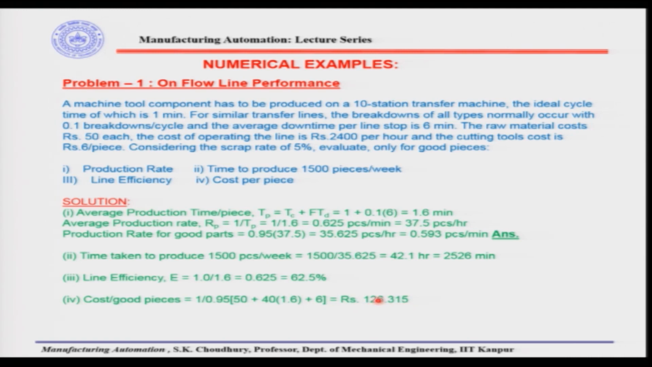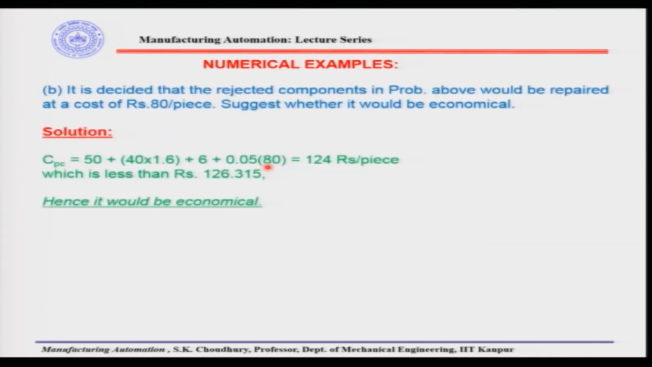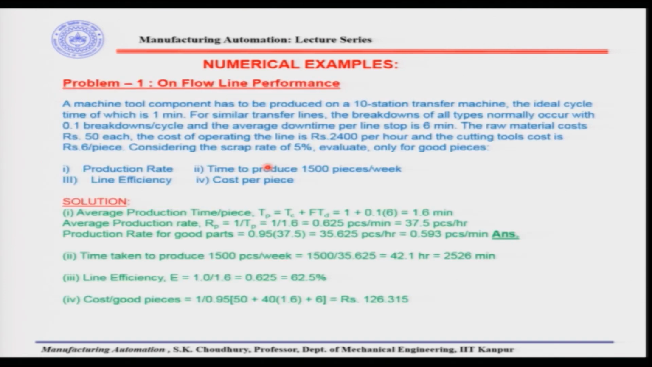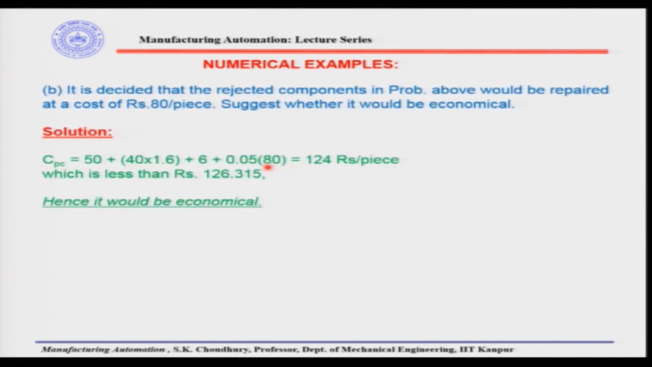This is the solution. Here we are using the theory that we have learned in the flow line performance analysis, and you can find out the production rate, time to produce, number of pieces, efficiency, cost per piece, and so on. Now, suppose in the second example, it is decided that the rejected components in this problem have to be repaired, and the repairing cost is rupees 80 per piece. Suggest whether it would be economical.